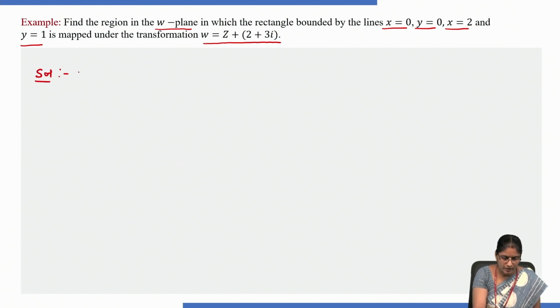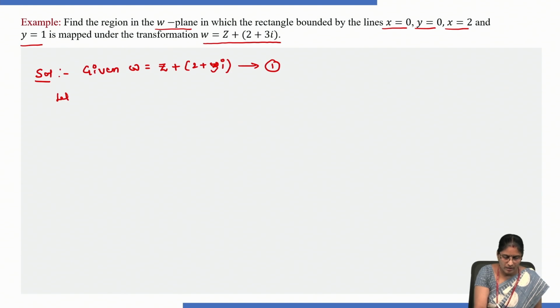First we have to note down the given transformation. Given w is equal to z plus 2 plus 3i. We call it equation 1. Let w is equal to u plus iv, where u and v are functions of x and y, and z is equal to x plus iy.